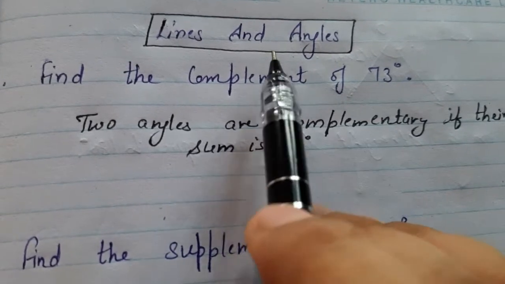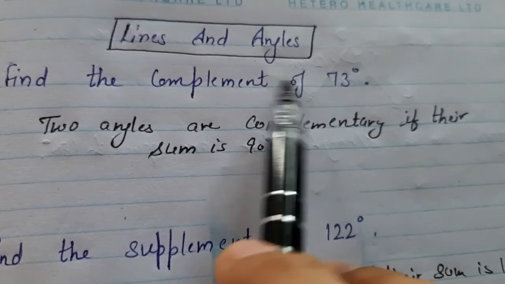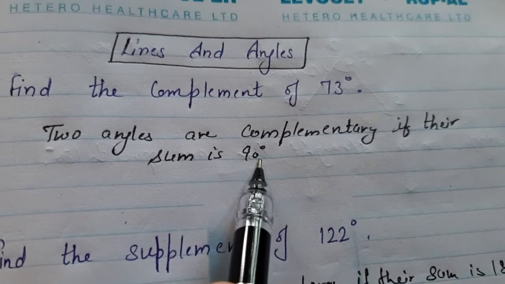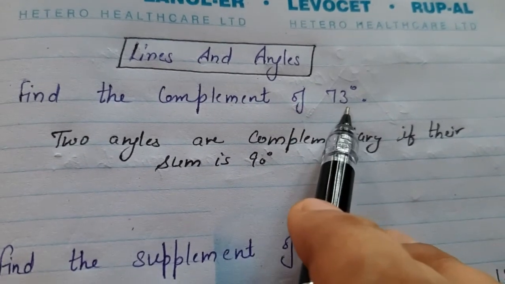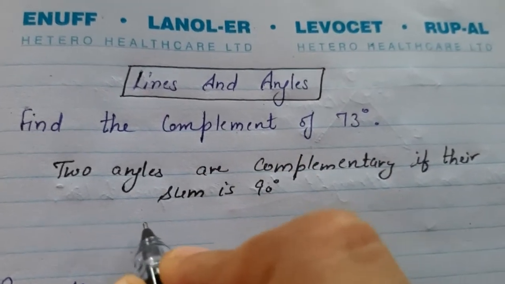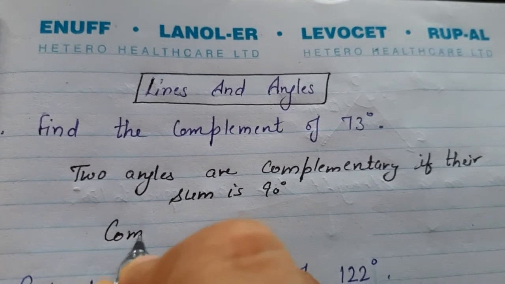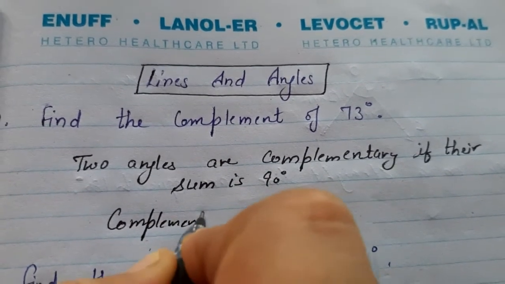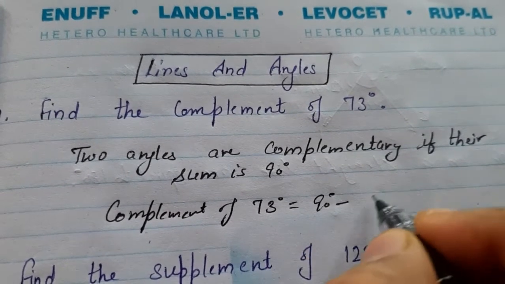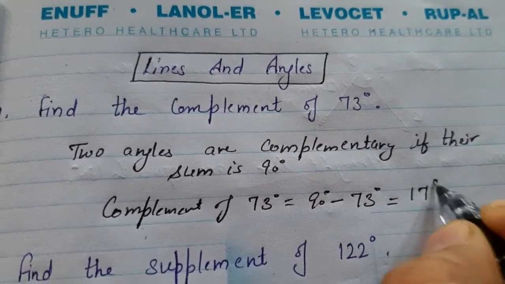Let us discuss lines and angles. A few questions. Find the complement of 73 degrees. We know two angles are complementary if their sum is 90 degrees. One angle is given, that is 73 degrees. The other angle we can find by subtracting from 90 degrees. So the complement of 73 degrees will be 90 degrees minus 73 degrees, which comes out to be 17 degrees.